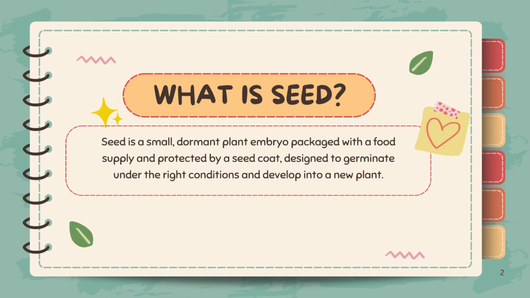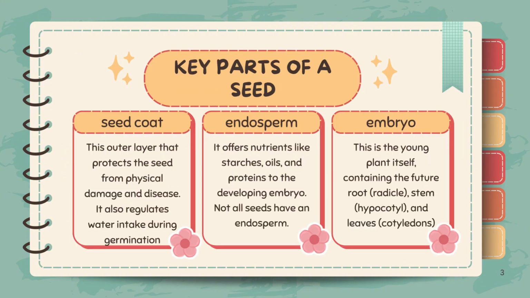What is seed? Seed is a small dormant plant embryo packaged with a food supply and protected by a seed coat, designed to germinate under the right conditions and develop into a new plant. There are three key parts of a seed, which are seed coat, endosperm, and embryo.